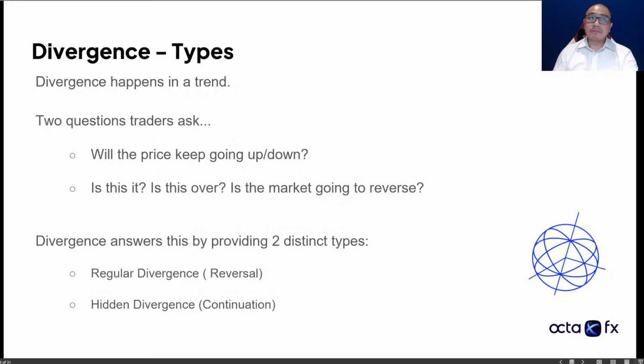Okay, all right, divergence. There are two different divergences that we take a look at in the market, but one of the most important criteria is that the divergence needs to happen in a trend. So if the market is in a sideways market condition or a consolidation period, then divergences are not going to be reliable. Typically it doesn't work in a sideways market condition.